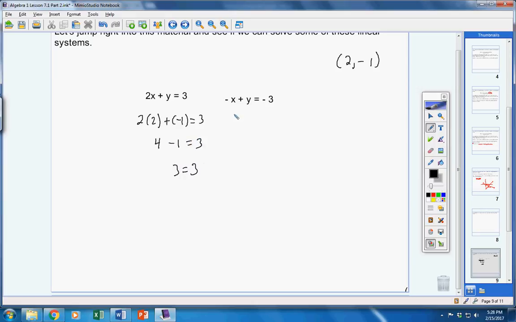So far, so good. Let's check it over here. Negative, parentheses 2, positive, and then -1. Looks pretty good to me. Negative, positive is -2. Positive, negative is -1. A -2 and a -1 is a -3. So it checks. So this is my answer. Got it? Okay, moving on.